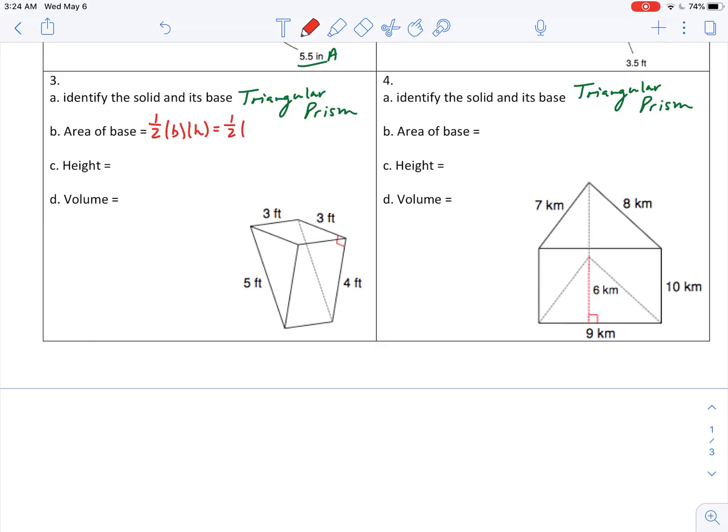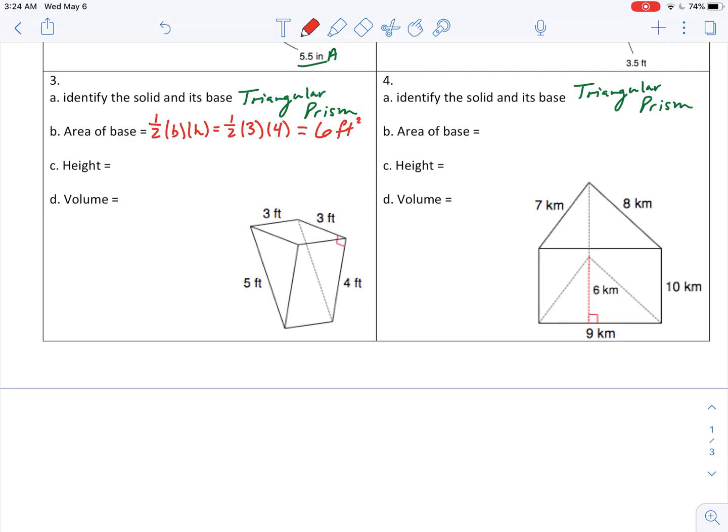So 1/2 base is 3, height is 4. Or you could say the base is 4 and the height is 3. It doesn't matter, as long as they make this right angle. So that's why I picked this as the base and height. That's how I knew. And this is going to be 6. So the area of the base is 6 square feet.